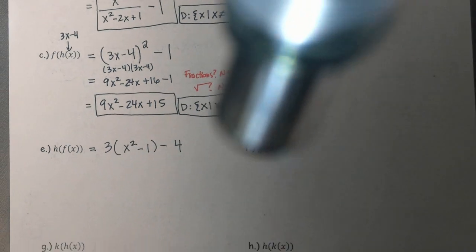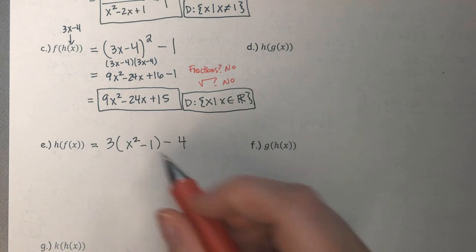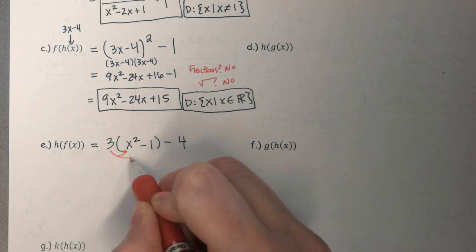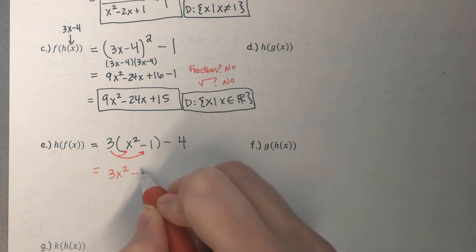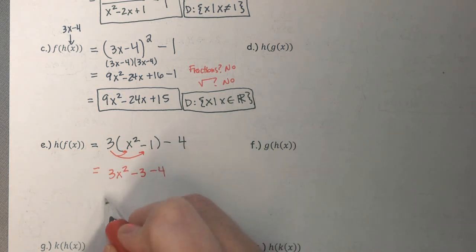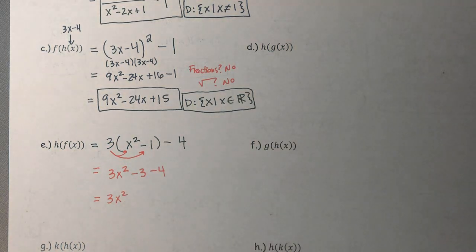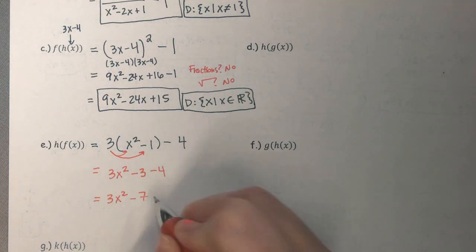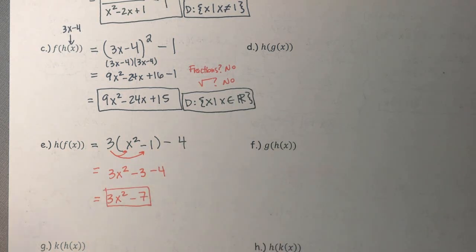Yay, sounds like we had a successful substitution here. Okay, so now we have to simplify. So we're going to distribute. So 3x squared minus 3 minus 4. And what's our domain? Great.